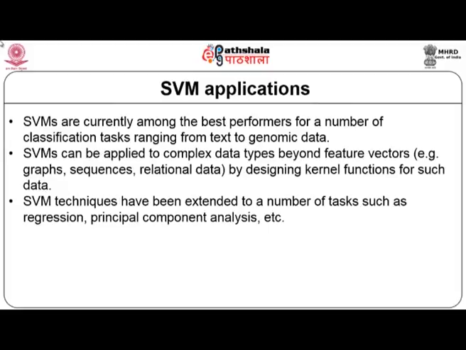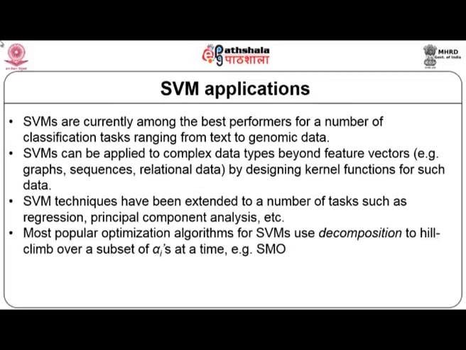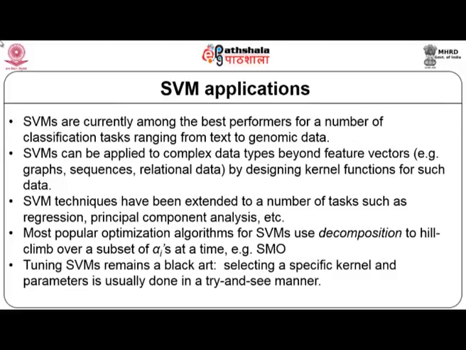SVM techniques have been extended to a number of tasks such as regression, principal component analysis, etc., where the dimensionality can be directly mapped. And the most popular optimization techniques for SVM use decomposition to hill climb over a subset of the Lagrange multipliers at a time. And tuning SVMs remains a black art. Selecting a specific kernel and parameters is usually done in a try and see manner. You have no proof to say this is the best kernel and these are the best parameters. It is still a try and see.